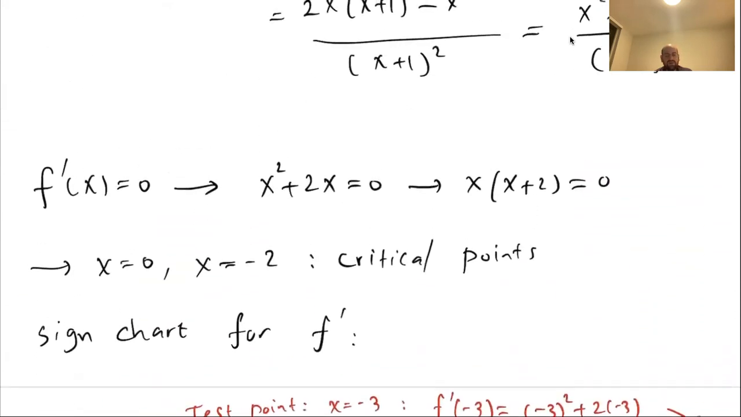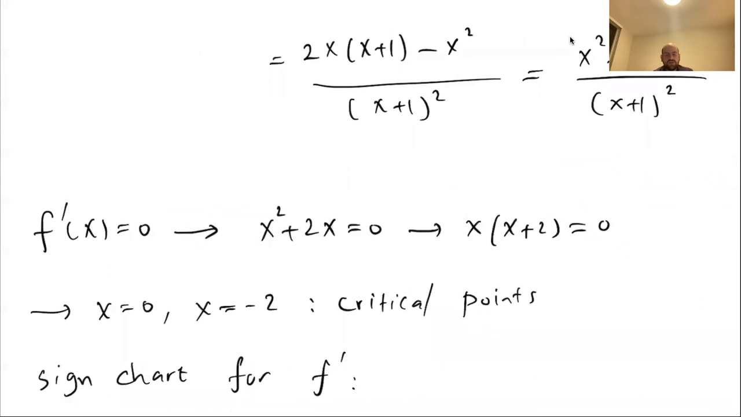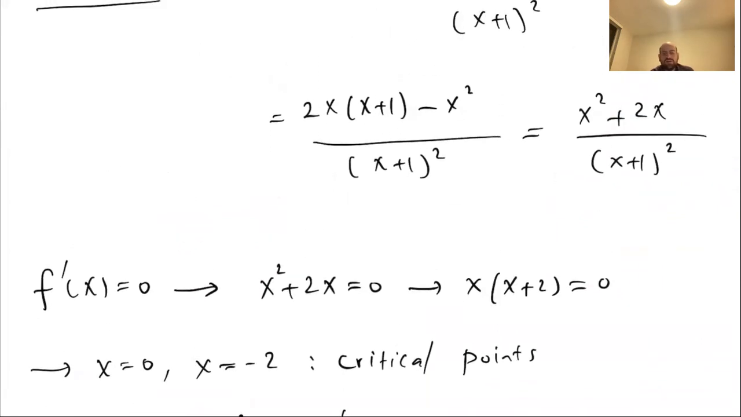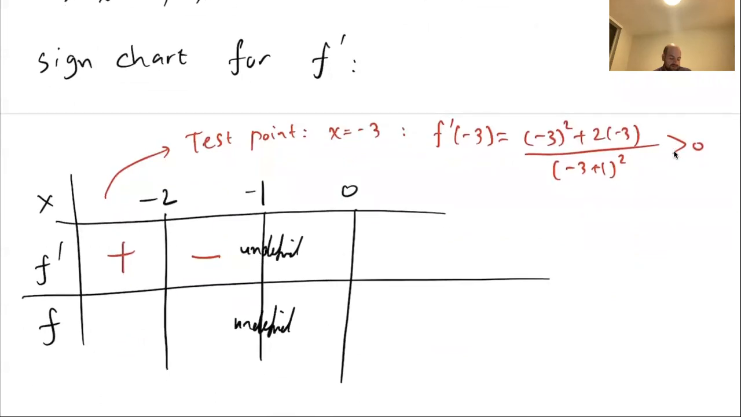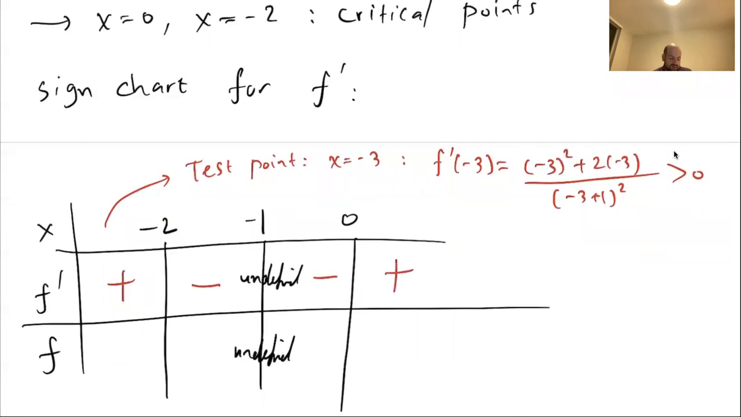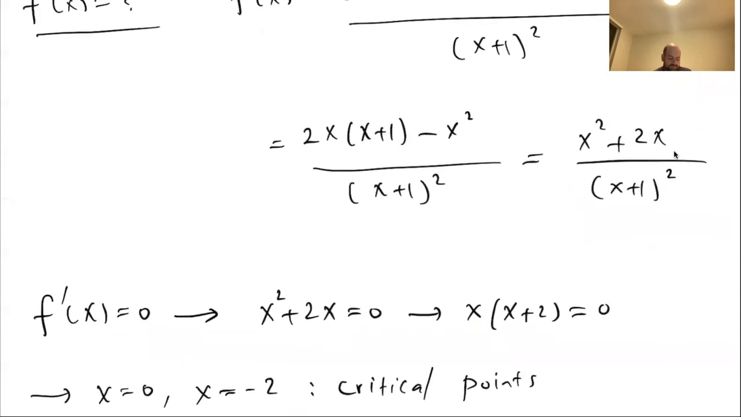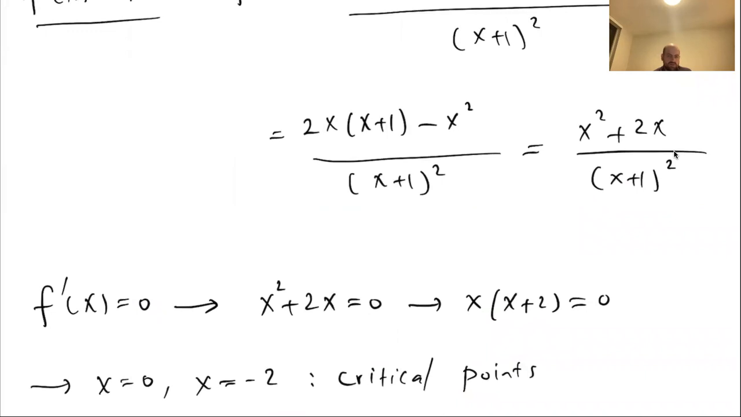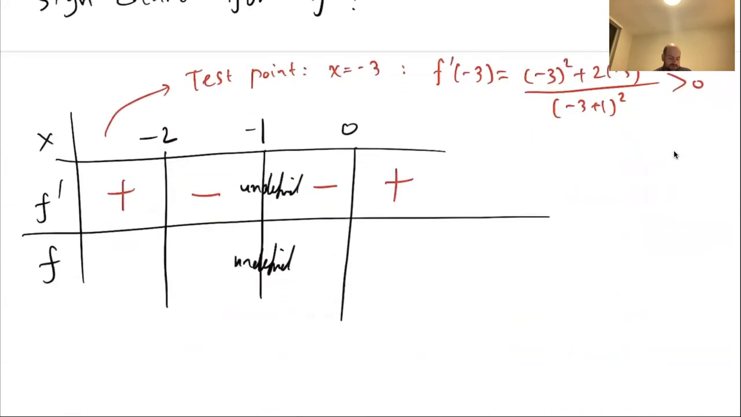At minus 1, I will not have any sign change because minus 1 is a repeated 0. There's a power 2 here. So minus 1 will not affect the sign. So my minus remains minus here. But at 0, again, I will have 0 is a single root, right? X times x plus 2. So 0 is a single root. So at 0, minus changes to plus. So f prime is positive, then negative, then positive. So f itself is increasing, decreasing, decreasing, increasing.